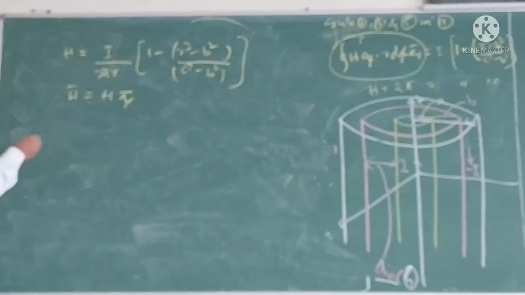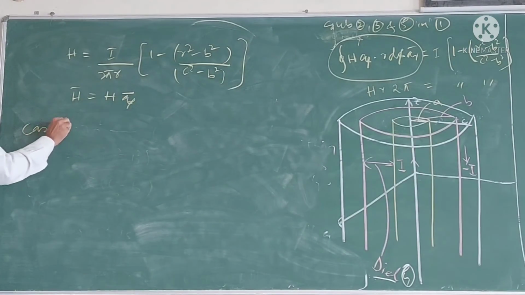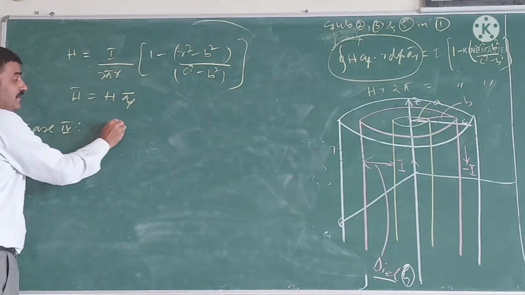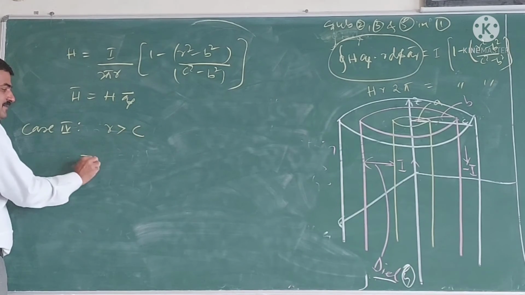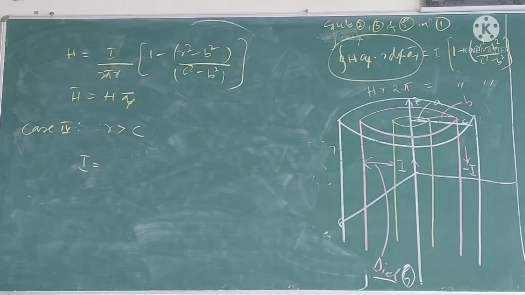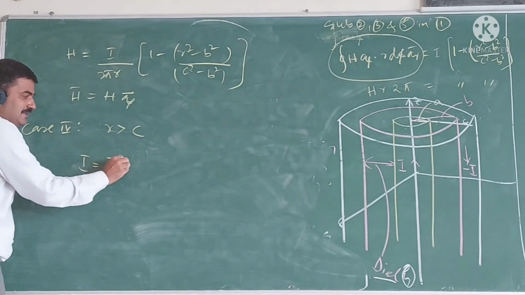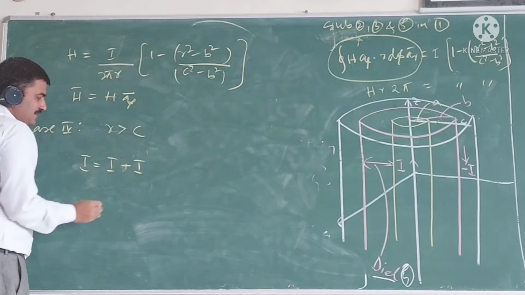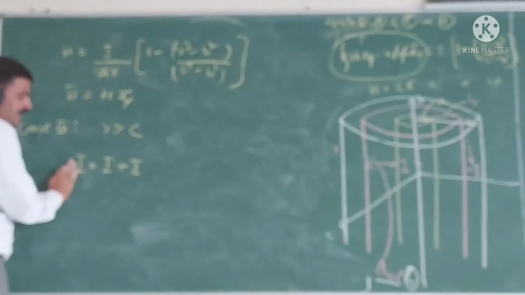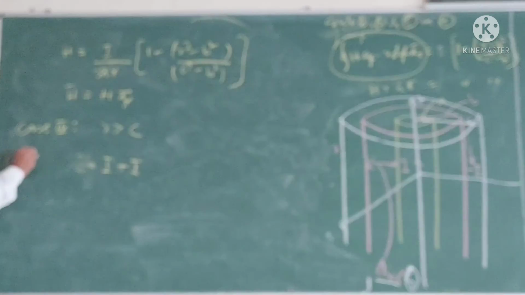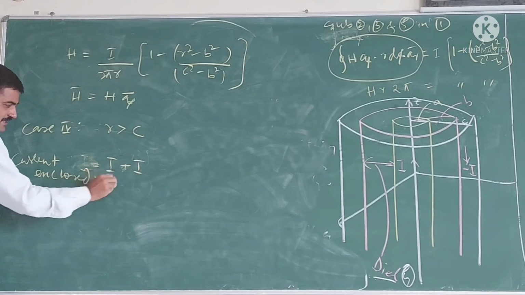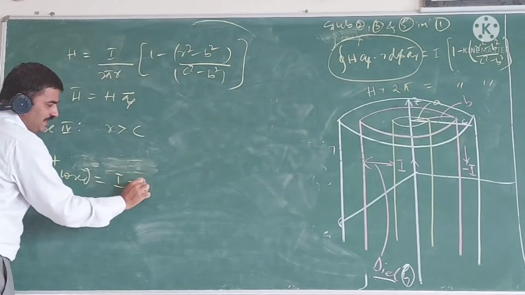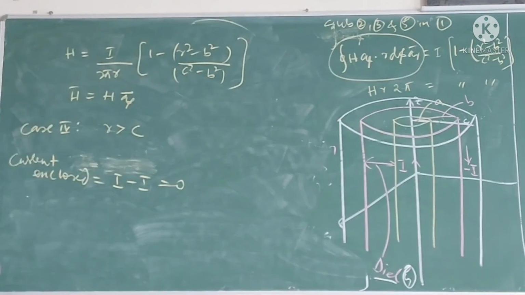Then the last case, case 4: R greater than C. What is I? I plus minus I. The current enclosed is equal to I minus I. It is 0. Then H is 0.